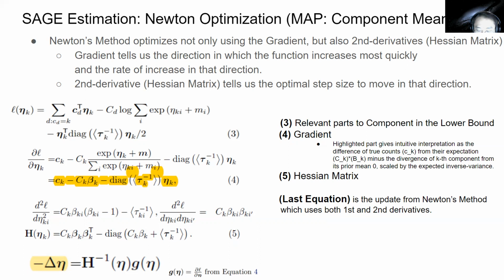And the scalar value of the derivative would be the rate of increase in that direction. So that's the gradient part. It's directing which way to go. Newton's method differs from the gradient method in that it utilizes a second derivative, which is done with the Hessian matrix, right? And what does this imply at a higher level? It means that the Hessian matrix will tell the optimal step size to move in that direction, which was directed by the gradient.